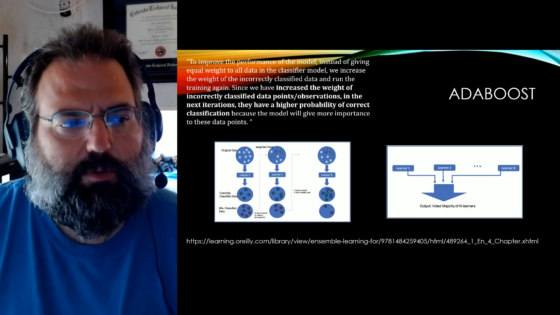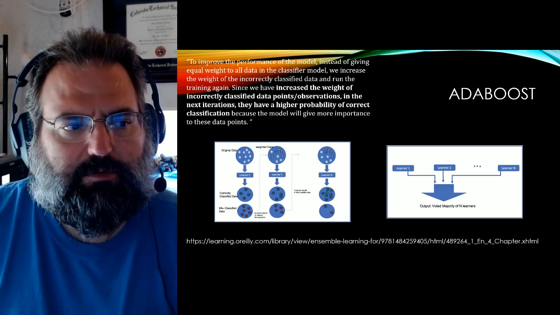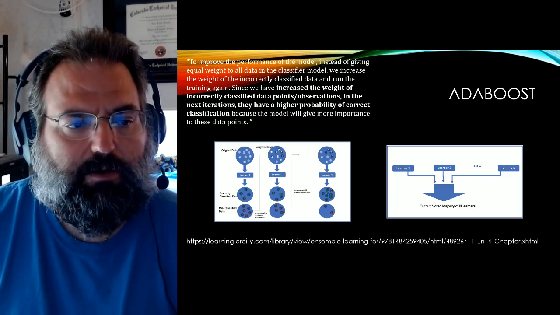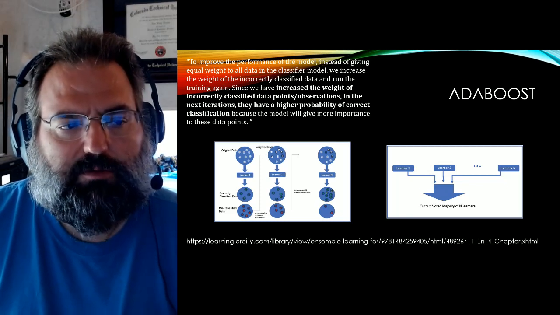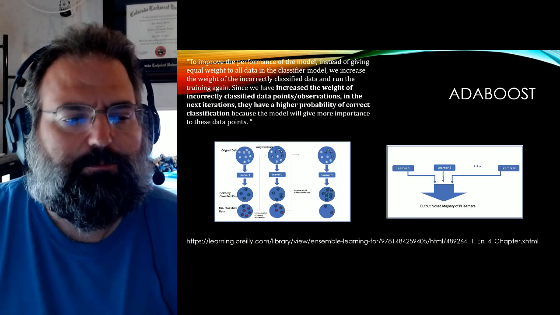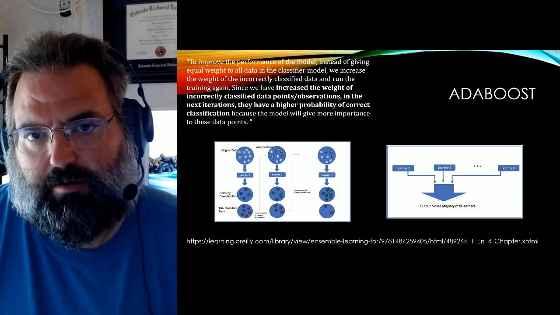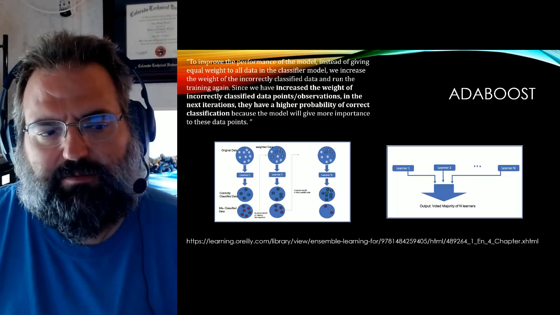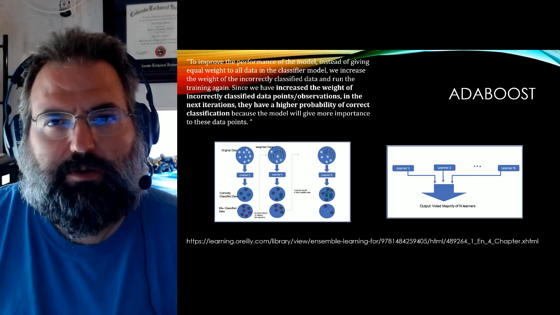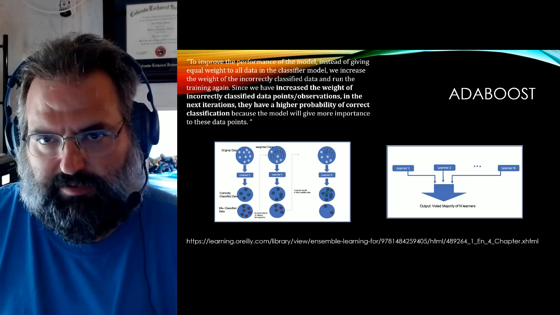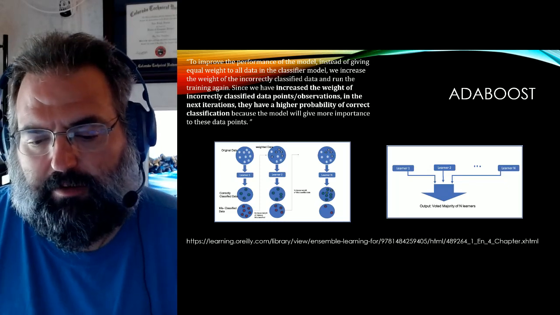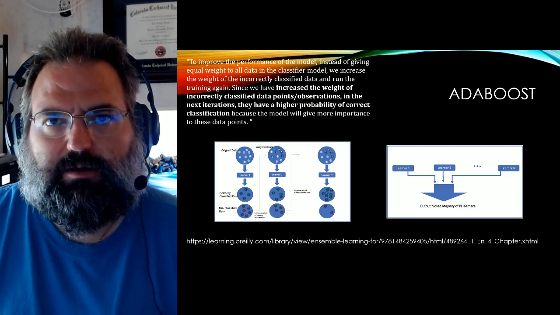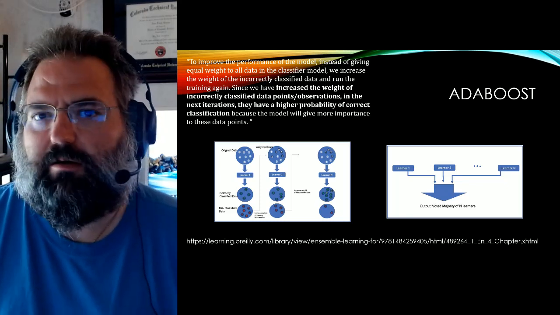Since we have increased the weight of the incorrectly classified data points, observations in the next iterations have a higher probability of correct classification because the model will give more importance to these data points. So it's basically a way of saying these are more important than the others, primarily because you got them wrong the last time, so focus your attention on learning this. If you think about it, that is intuitively how we do things. If you are in school and you take a test, and you get back the test and you have certain things that you got wrong, and you're given the opportunity to take that test again, what are you going to focus your energies on? The ones you got right? No, the ones you got wrong.